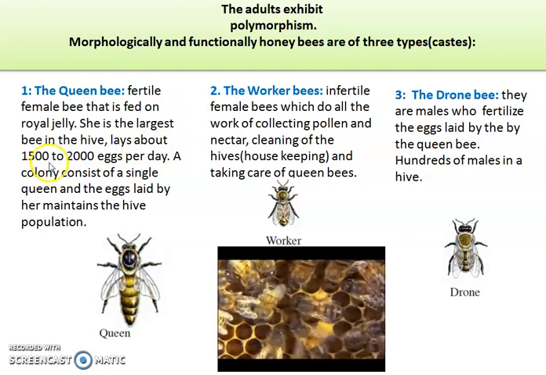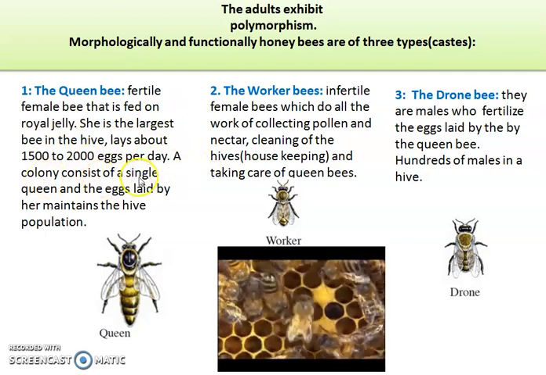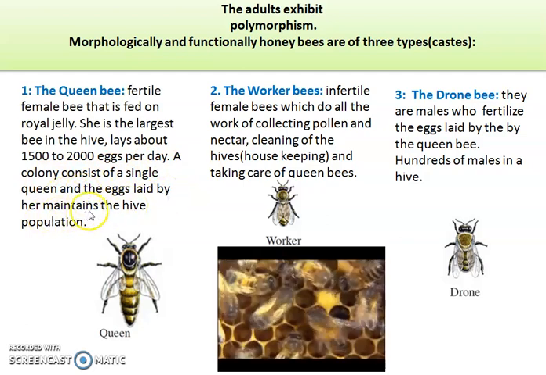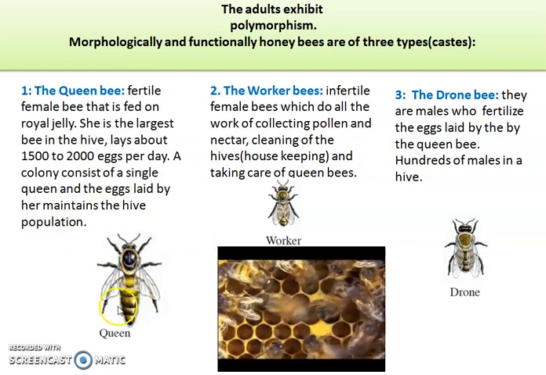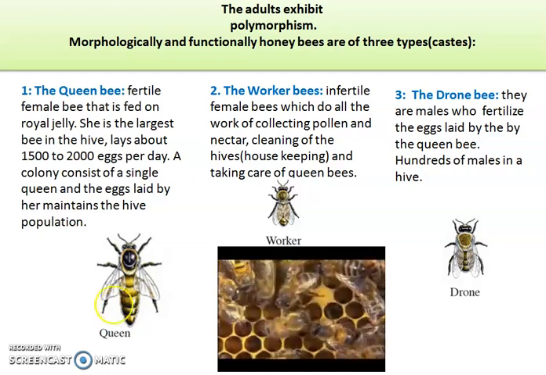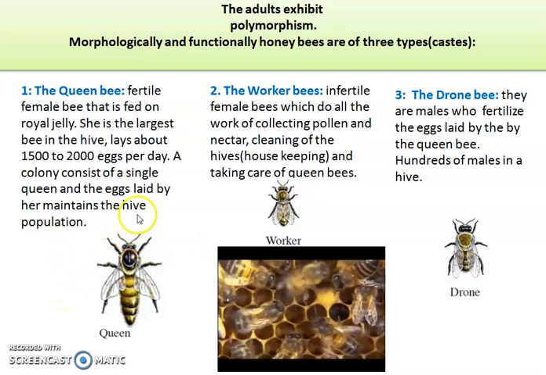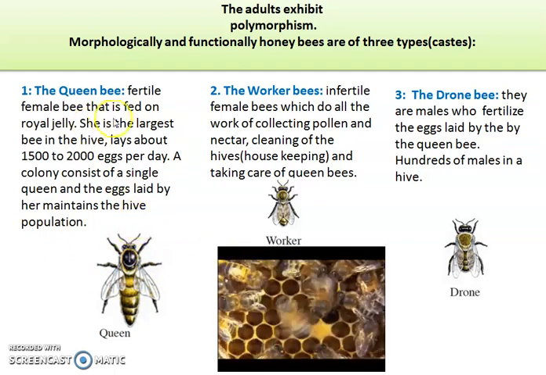She lays about 1500 to 2000 eggs per day, and a colony consists of only a single queen, and the eggs laid by her maintain the hive population, because all the others come from her eggs only, with or without fertilization. That you will learn in some other lesson. There is a topic related to sex determination in bees. So this is a related topic you should go through.